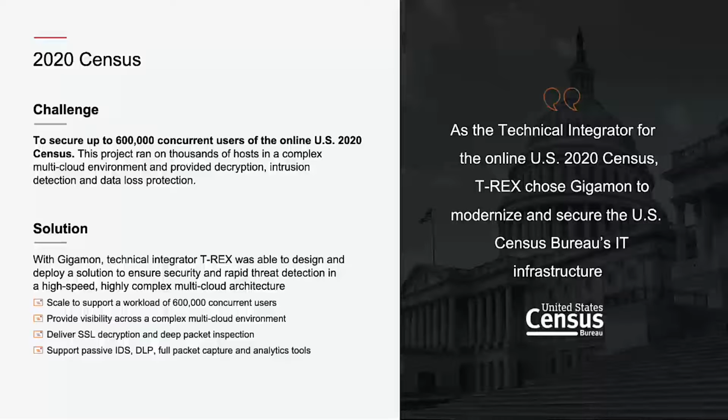And for all of that data, the census needed to ensure that everything was encrypted, and then they needed a service to provide the decryption. They needed to make sure that they were as armed as possible against intrusion detection, and they had to make sure that no data was lost. So those were the key security things that they were looking for.